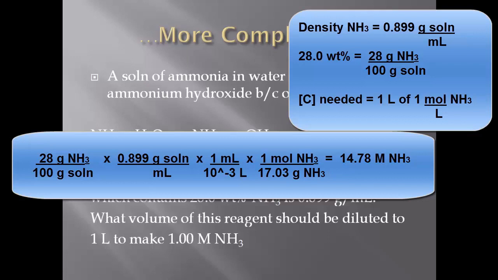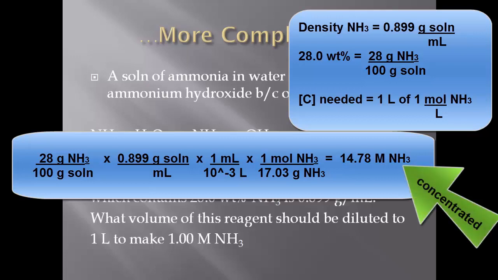And, of course, that cancels out your grams of solution. Next, I'm going to cancel out the milliliters, so I'm going to go from milliliters to liters. I know that in 1 mil, there's 10 to the negative 3 liters. The concentration unit that I need is moles over liters. I already have liters, so all I need to do is go from grams to moles, and there's 17.03 grams of NH3 in 1 mole of NH3. The answer for this part is 14.78 molar NH3.